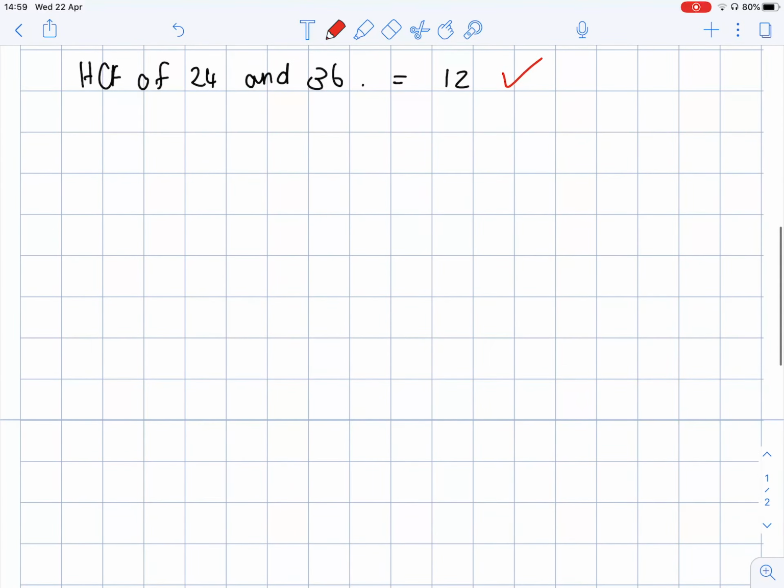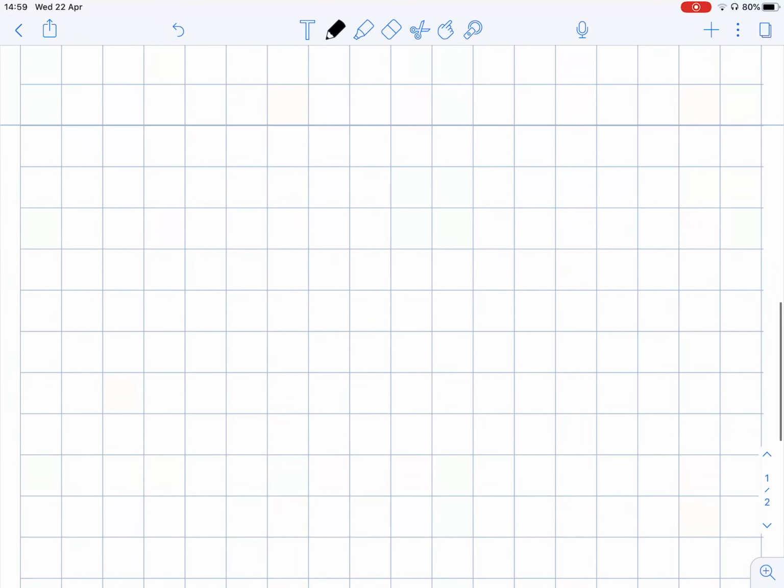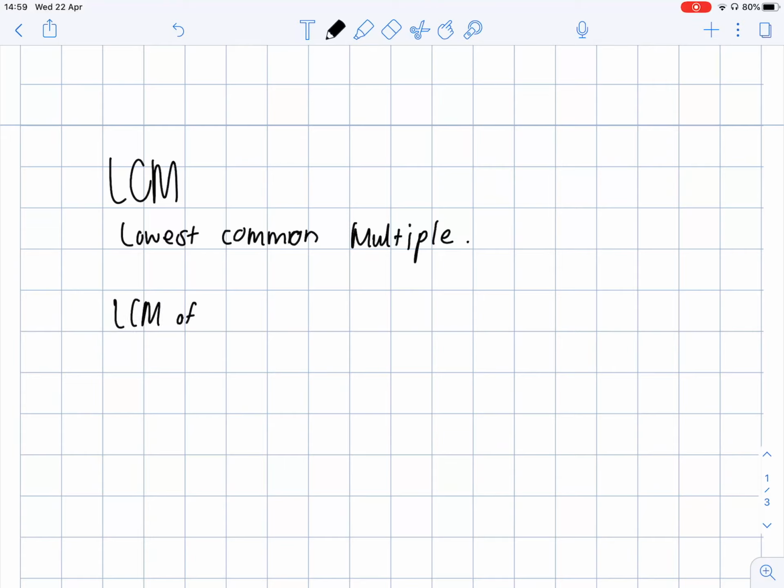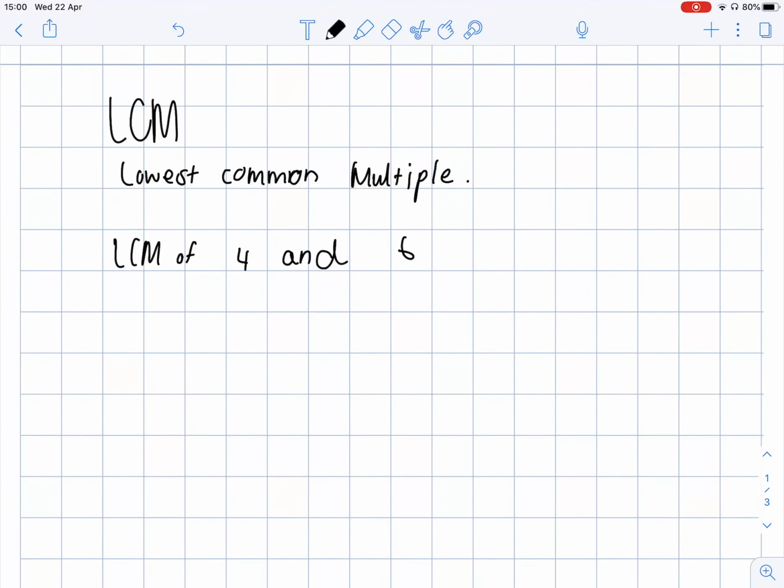Right. Calculating the LCM. So when we look at the phrase LCM, we look at lowest common multiple. So it's actually much easier than working out the HCF. Let's say, for instance, I asked for the LCM of 4 and 6. First thing, again, this will be a 3-mark question. You'd start off by writing the multiples of 4. Multiples of a number is the same as just counting in that given number.